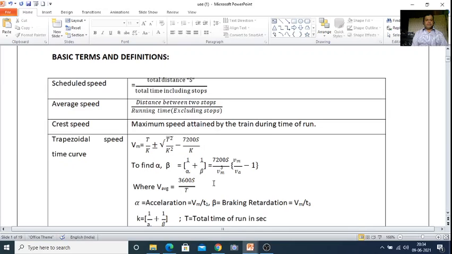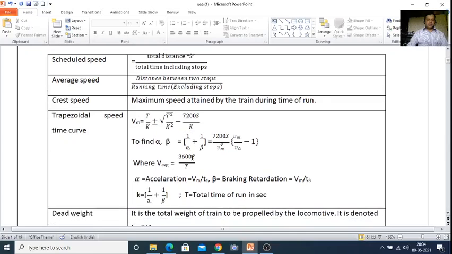That means crest means peak, and the trapezoidal speed time curve formula is given here, where it is denoted by Vm. Here alpha and beta are terms: alpha is acceleration and beta is the braking retardation. And here Vm is the maximum velocity. Vm is calculated by the formula here, and the total time of run is in seconds only.